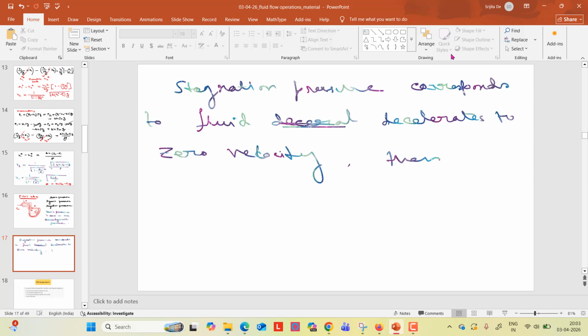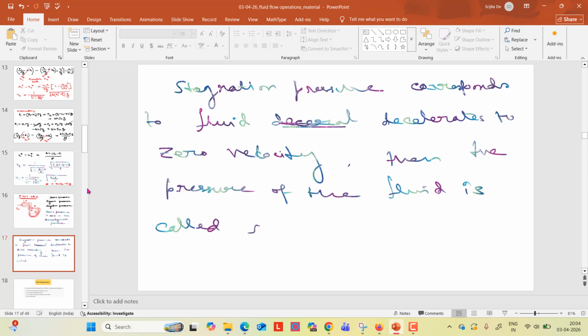Then the pressure of the fluid at that point is called the stagnant pressure, or stagnation pressure. Okay.